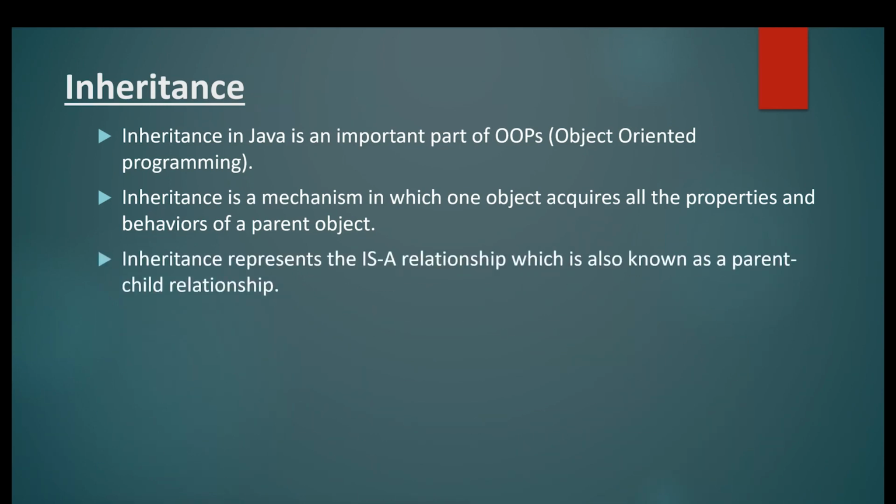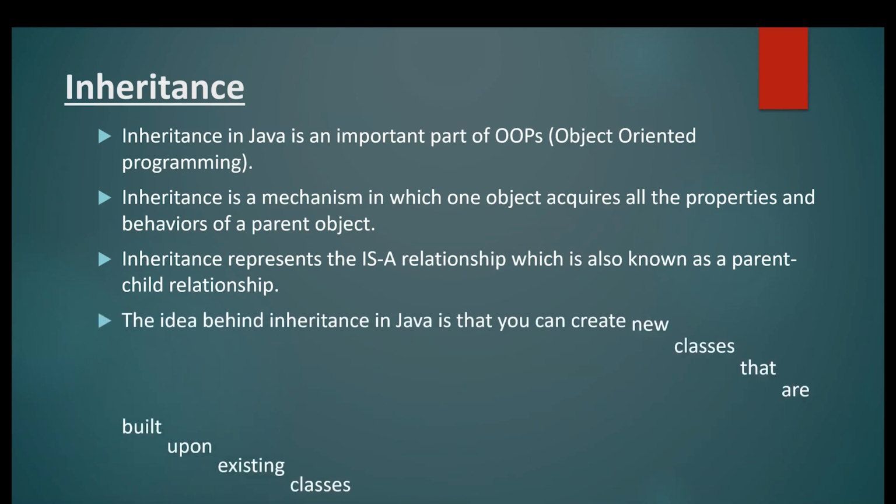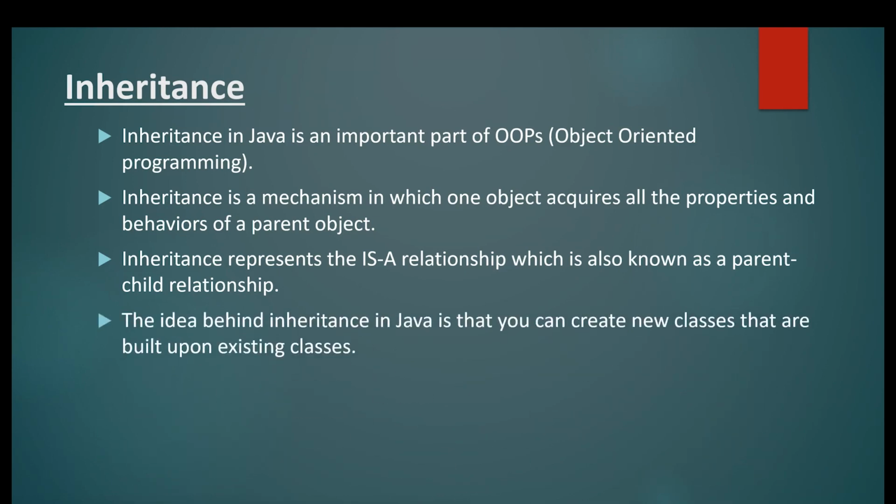Coming to the third point, inheritance represents an is-a relationship. As I explained in the previous slide, you have dog, you have animal, you have cat, right? So, dog is an animal. Can we say that? Yes, dog is an animal. Cat is an animal, which means inheritance represents an is-a relationship, which is also known as a parent-child relationship, and which is also known as a superclass-subclass relationship.